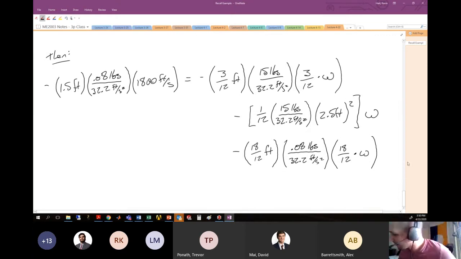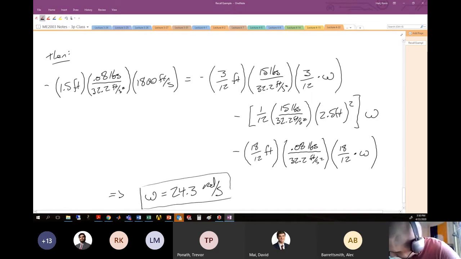I'll make a long story short here. Omega is the only unknown. Can solve. You'll have an angular velocity here, which is going to be 24.3 radians per second. Yikes. Complicated. Lots of stuff going on. Cross products and conservation of angular momentum. You got mass moments of inertia, angular velocity, kinematic relationships. Pummeled.